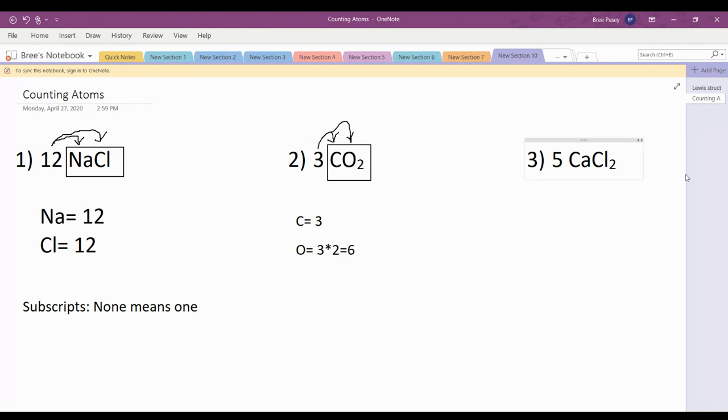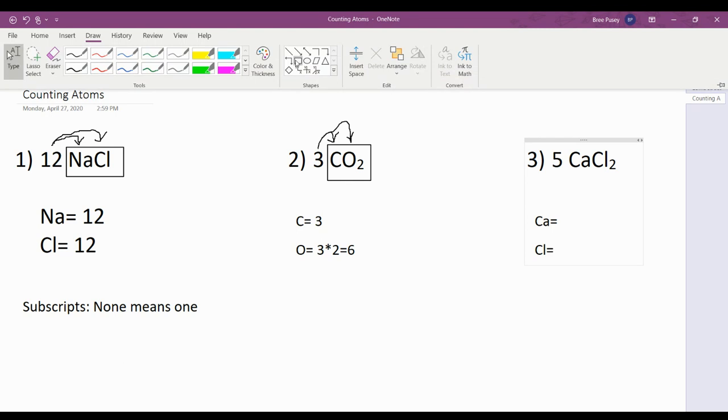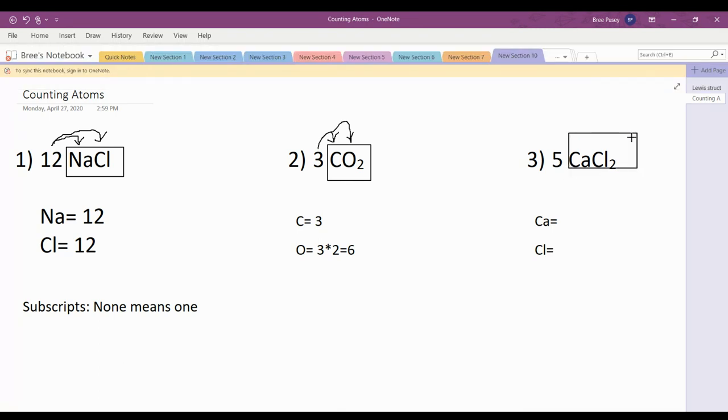And now the last one, we've got 5CaCl2. Let's start by identifying which atoms I'm going to need to count. I need Ca, because I'm seeing a capital C, lowercase a, so that must be 1 atom for calcium. Then I see a new capital letter, C, and a lowercase l, so that's going to be Cl for chlorine. So let's start by putting a box around the molecule so we remember to multiply our coefficient all the way through.